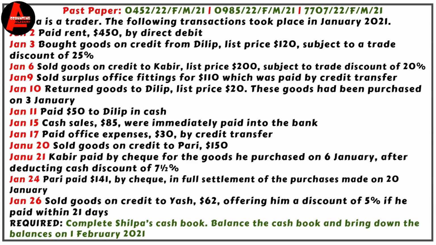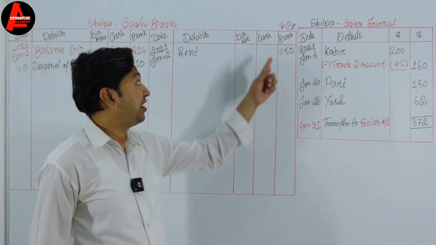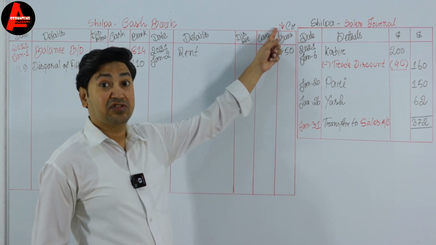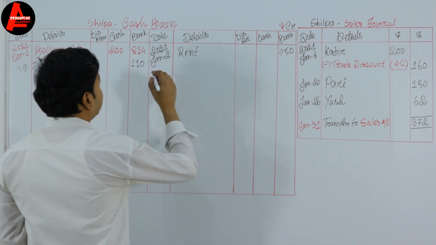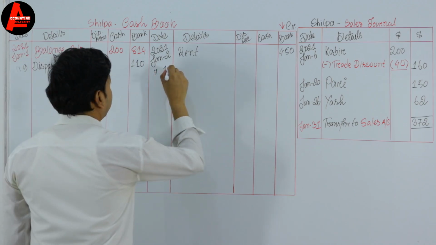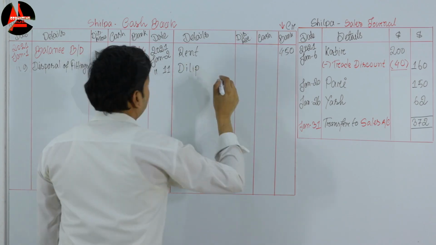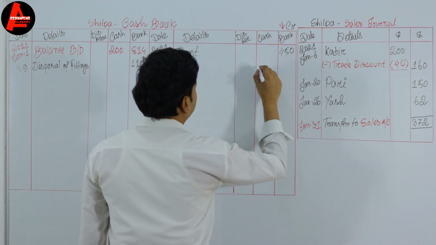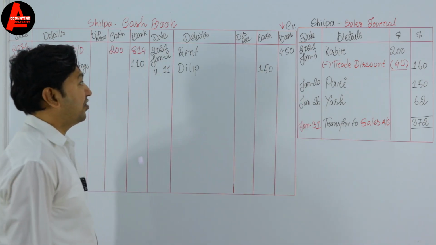Then we have here January 11, paid $50 to Dilip in cash. Paid in cash, so cash balance will obviously decrease. So decrease in cash will be recorded on the credit side. So let us write here the date first, January 11. We will write here Dilip. So we paid in cash 150. We will write here on the cash column. Okay, finished.